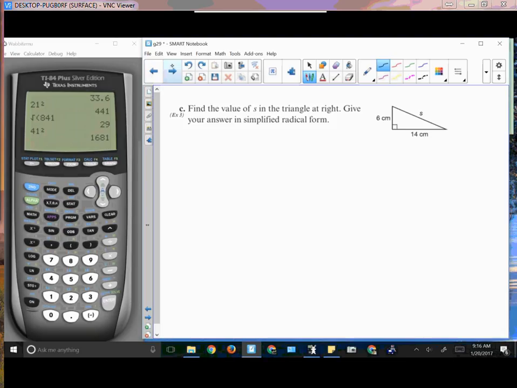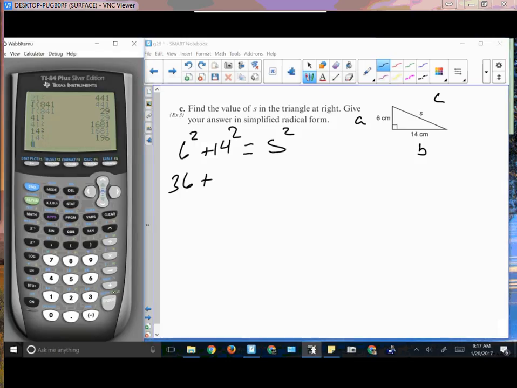All right. Again, as I've said in the past, if you are unsure of what goes where, make sure that you identify which one is A, which one is B, and which one is C. So you end up with 6 squared plus 14 squared is equal to S squared. You mix things up when you put them down, Mr. Johnson. So 36 plus 14 squared. Okay, calculator, 14 squared. And I end up with 169, or 196, is equal to S squared.